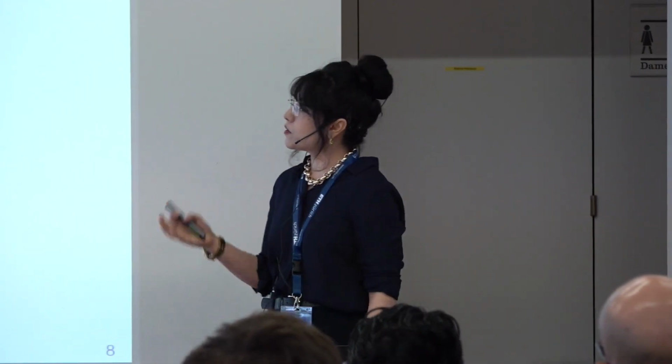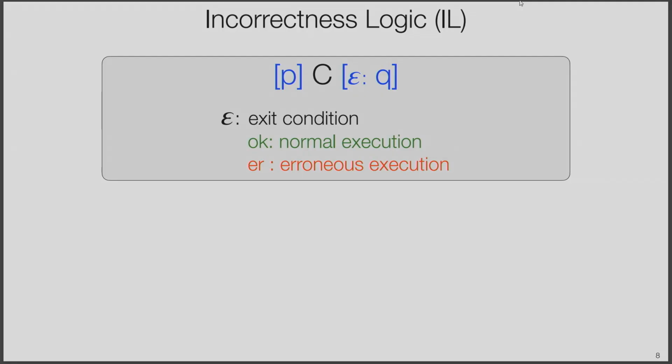Okay, so I now want to tell you a little bit more about incorrectness logic and then our extension with separation logic, but I want to show you two tiny bits of technical details. First, the incorrectness triples have one extra component, this epsilon, which is the exit condition, that talks about how the post state came about. Was it as a result of a normal execution? Did the program terminate normally? Or was it an erroneous execution? And this is useful, you'll see, for identifying bugs.